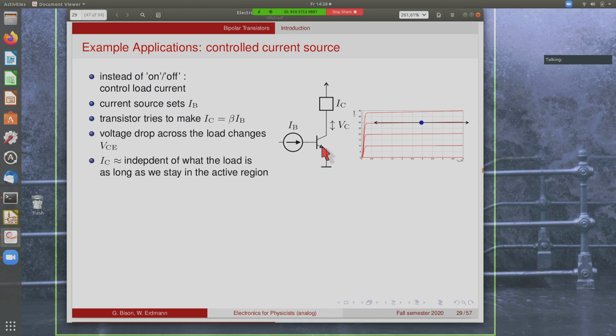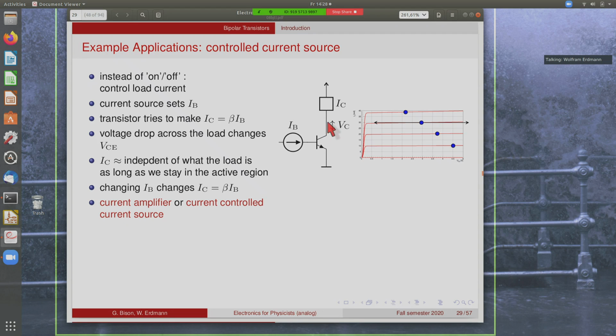So we have a nice controlled current source. And if we now change the base current, so we can program this, then the collector current will change accordingly. What this means is that the collector potential will move around depending on what the load here does, and you get this load curve here, but the current is always nicely proportional to the input current. So this is a real nice current amplifier or controlled current source, if you wish.